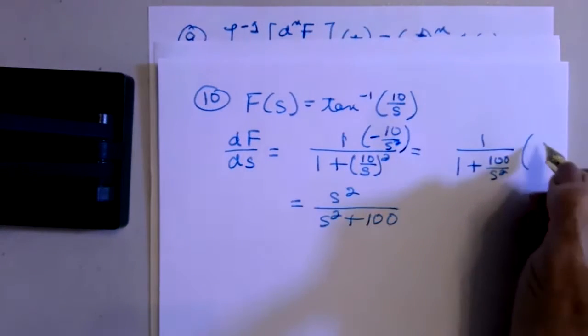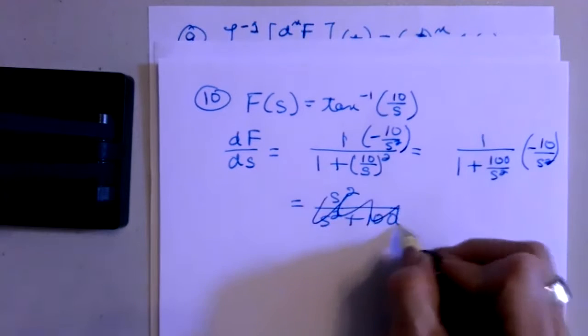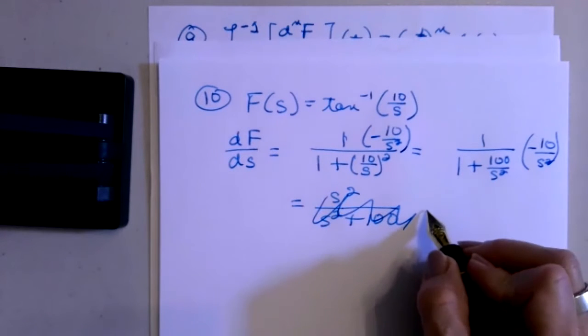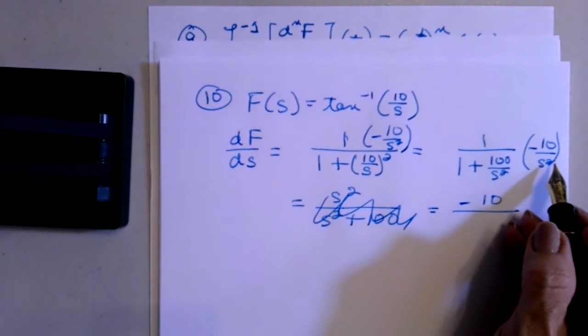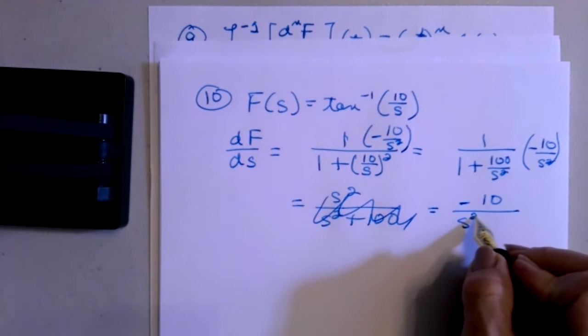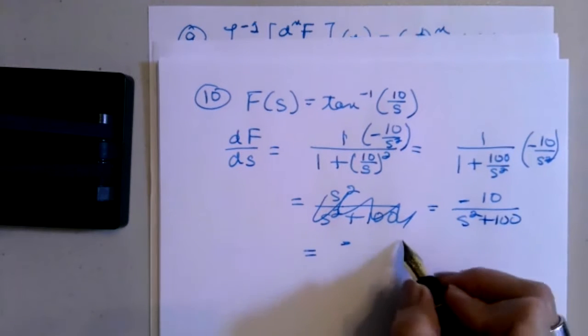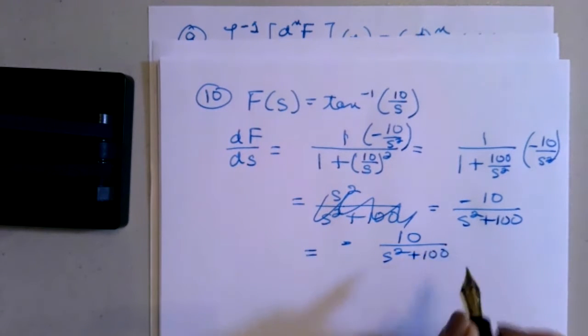Okay, so I have a minus 10s to the minus 2. So that means I'm multiplying the numerator by minus 10, and I'm multiplying the denominator by s squared. Okay, so this is minus 10 over s squared plus 100, quantity squared. All right.